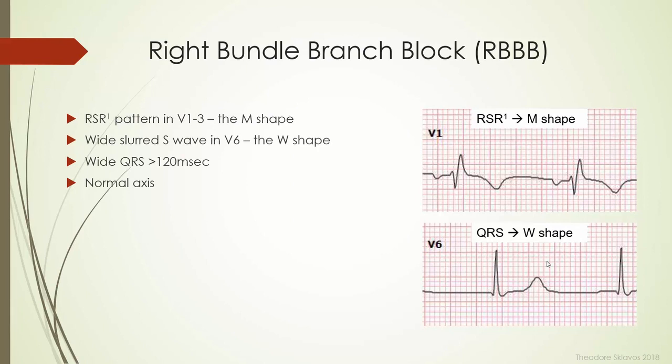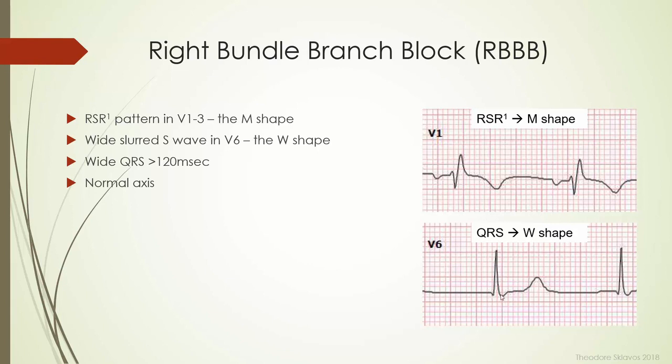In a right bundle branch block we get a different pattern. So it's classically described as this RSR complex in V1. So we've got two R waves, and the second R wave is labeled R prime, this little superscript 1 placed above it. So that's the shape you get in V1, RSR. And that second R wave is taller and wider than the first. Okay, we'll talk a bit more about that in a second.